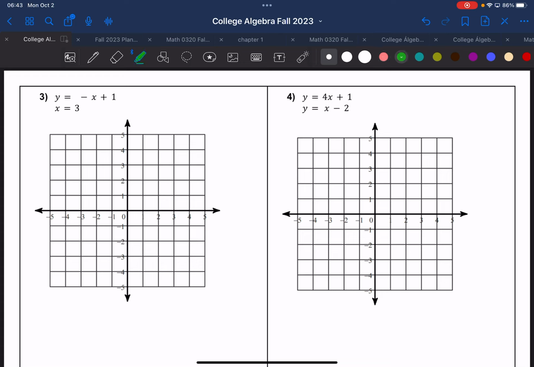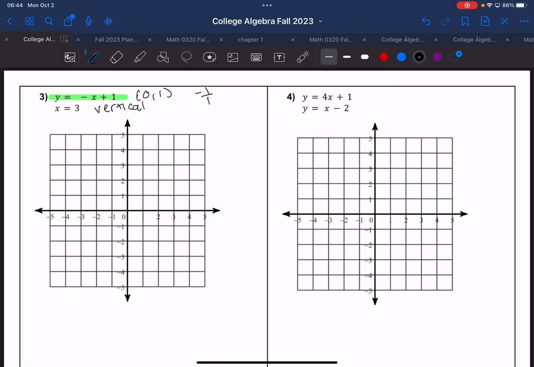Okay, so let's look now at number 3. So this first equation, what would be our y-intercept? 0, 1. And what's our slope? 1/1. Close. -1/1 because of that negative in front of the x. Good. And then for this other equation, x equals 3, we are going to have which type of line? A vertical or horizontal line? Vertical.